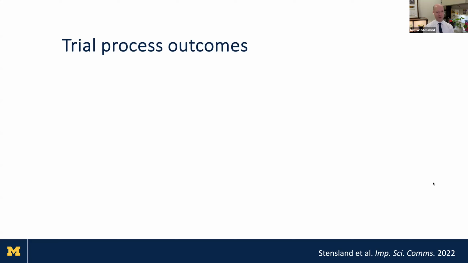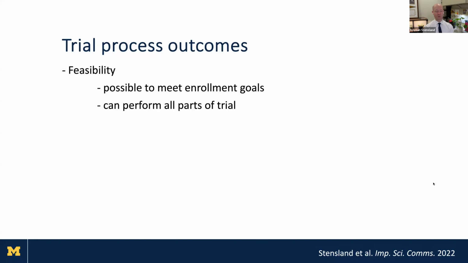And then there's some trial process outcomes we'll talk about briefly that make a lot of sense and are already used. We ran all of these outcomes by a set of clinical trial stakeholders to make sure that these matched what people's needs were. And feasibility was one of the ones that was already highlighted as something people are considering a lot. And feasibility in terms of clinical trial processes means that it's possible to meet enrollment goals, but also that you can perform all parts of a trial. There are certain things where you have to make sure the drug is available, you have to make sure that procedures can be performed at all sites, things like that.